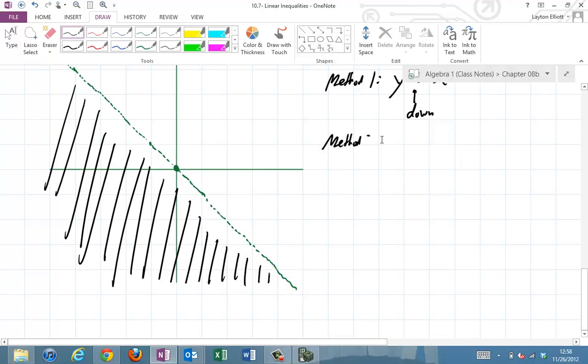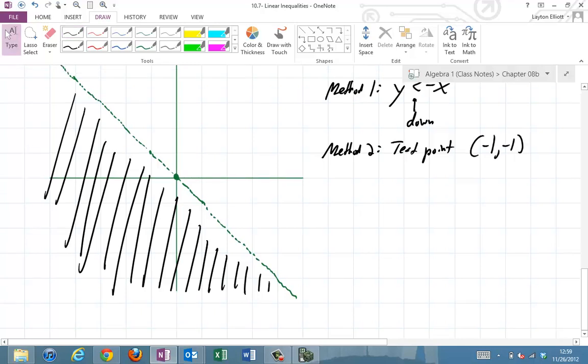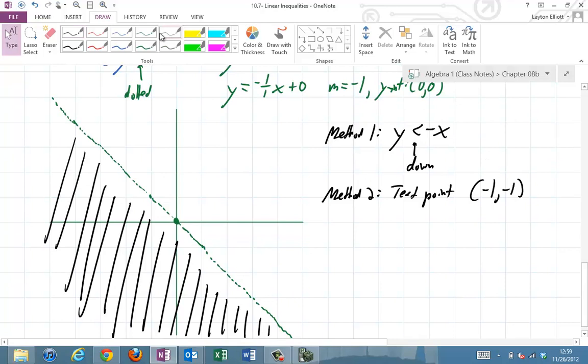Method 2 is to test a point. If I test a point that's not on the line, like maybe the point -1, -1, and I plug that in for x and for y, I get -1 is less than negative -1, or -1 is less than 1. -1 is less than 1, that is a true statement.